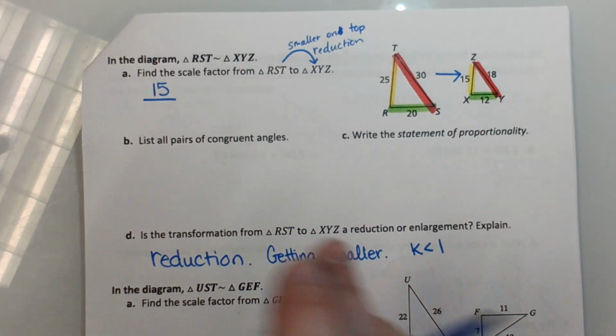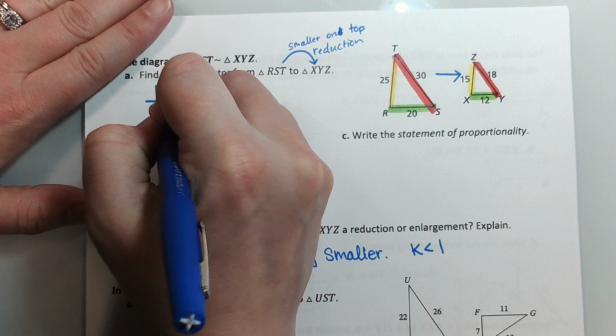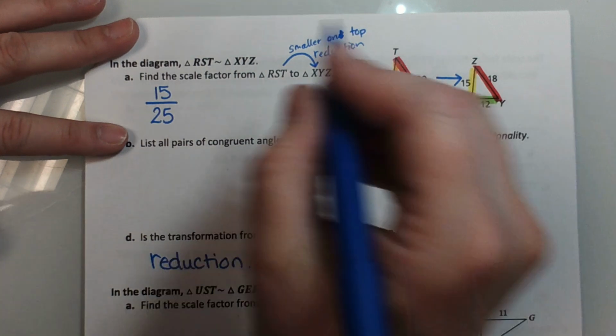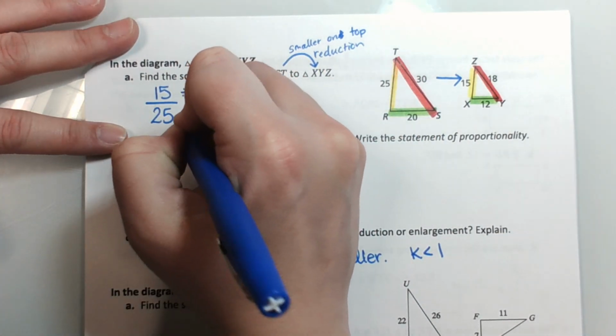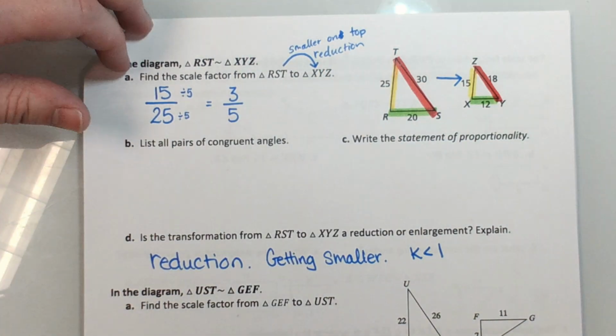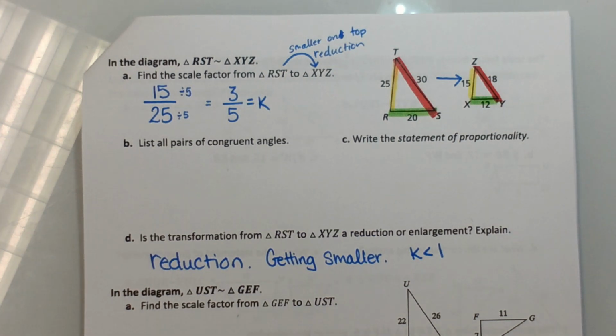Going to write a little note to myself, smaller on top because it's a reduction. 15 over, what's its corresponding side? 25. I highlighted them both in yellow. Now you must simplify the fraction. What do 15 and 25 both divide by? 5. I get 3/5. That is K. That is my scale factor.